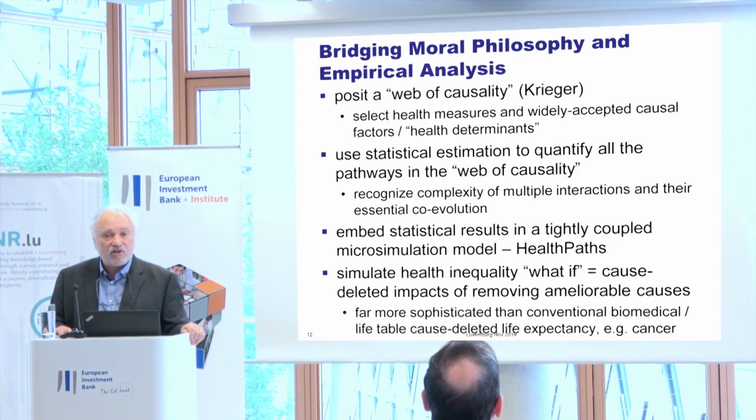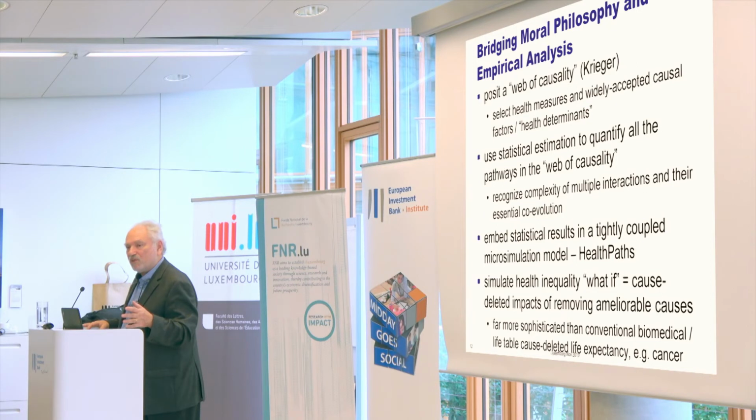So how do we bridge the moral philosophy and the empirical analysis? We're going to posit a web of causality. Nancy Krieger has a nice paper about that. So we're not going to canvass everything, but we're going to go through the literature and say, what are some of the key factors here that have strong empirical support, albeit in a piecemeal fashion, and include them in the analysis. We're going to then use statistical analysis to quantify all of the pathways in this web of causality.